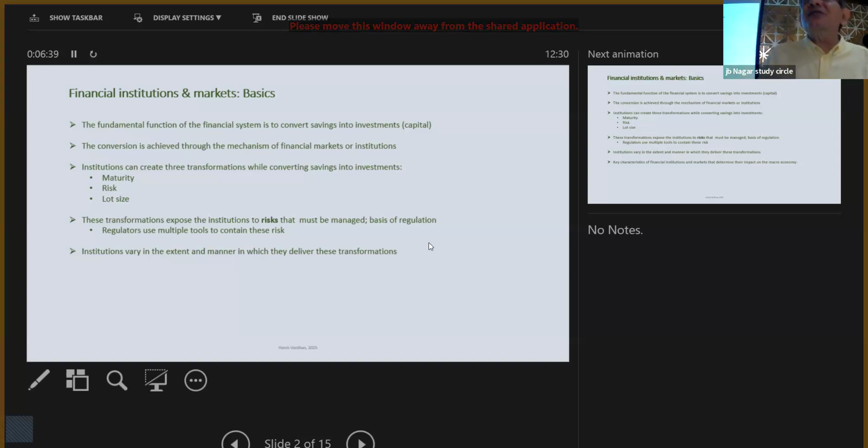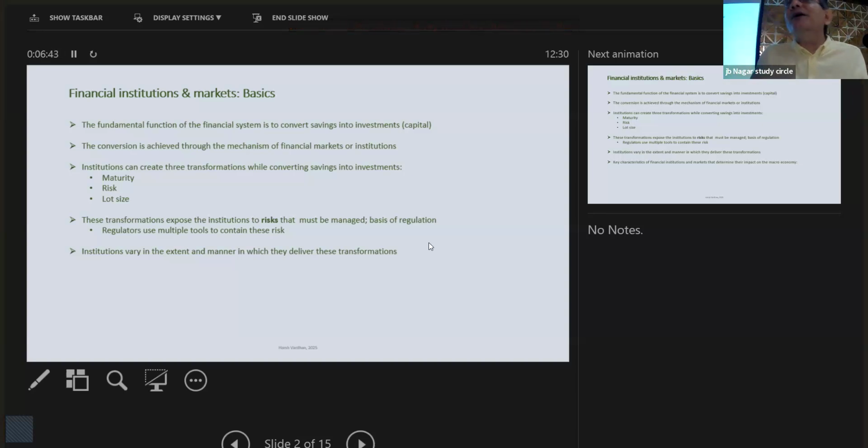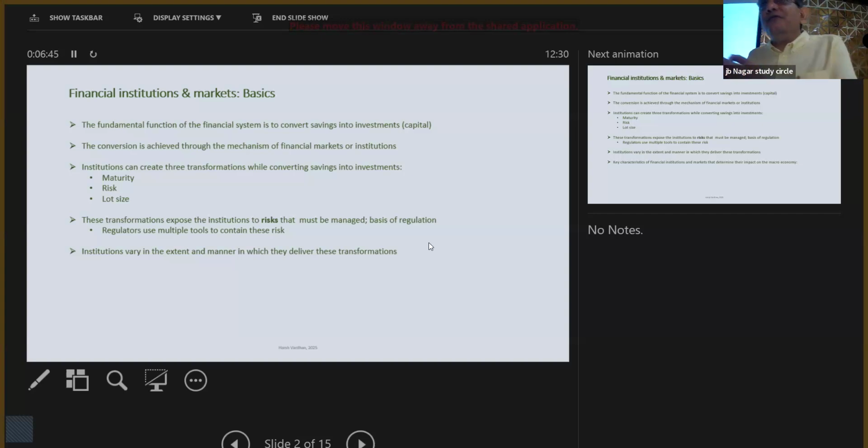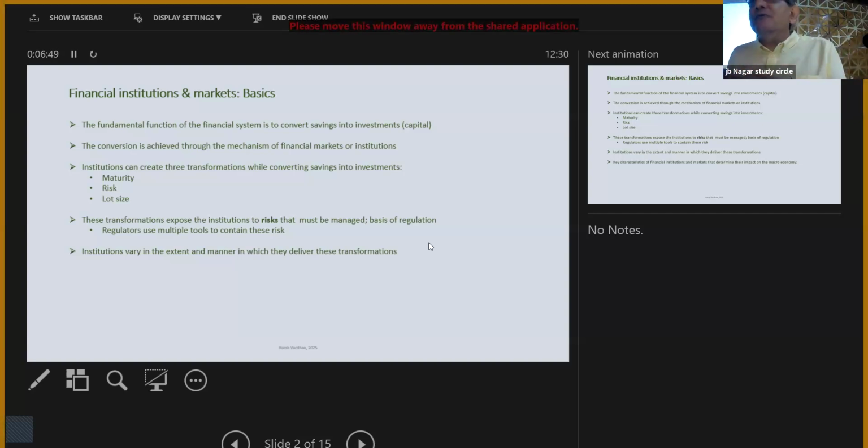And as a result, their risk exposure becomes different. And as a result, the risk management in, let's say, a bank is quite different from that in an insurance company. It's quite different from that in a mutual fund or an AIF, alternative investment fund, etc. So while broadly they are all doing these things, the extent to which they can carry out these transformations varies across them. And as a result, the nature of risk management changes across these institutions.